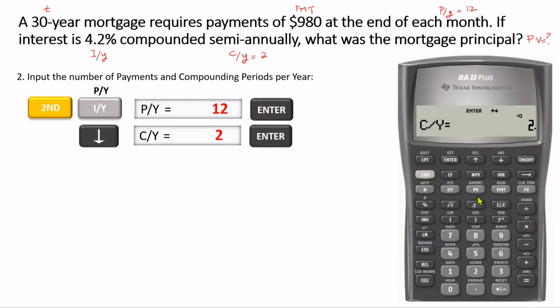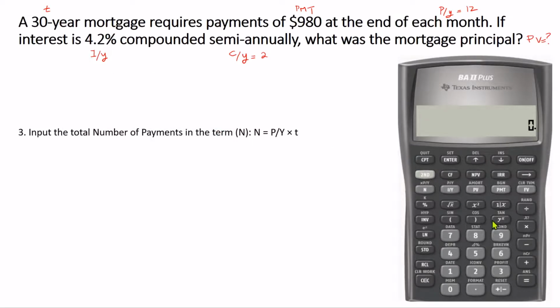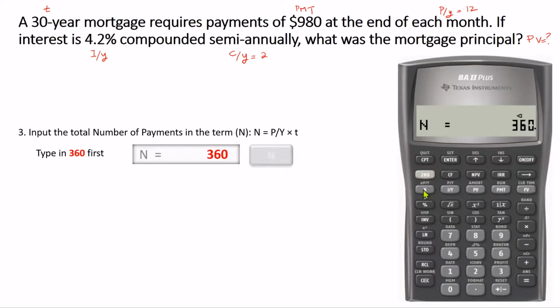Now we need to exit the PY/CY worksheet. In order to do that, we press second and press CPT to activate quit. There you go. Now we enter the number of payments in the term, which is the product of PY and T. So PY in this case is 12 multiplied by 30 years. That makes it 360 payments. So we type in 360 and then we press enter.